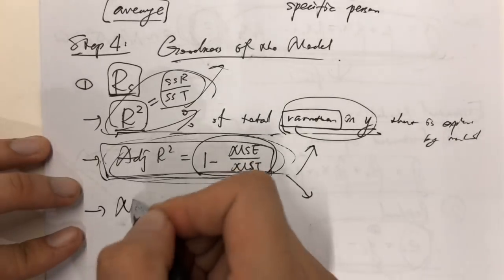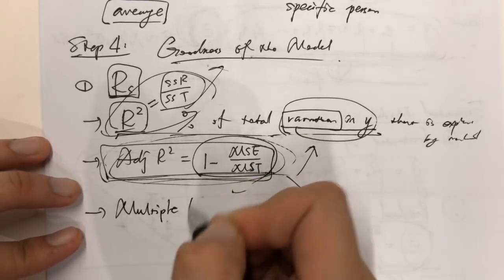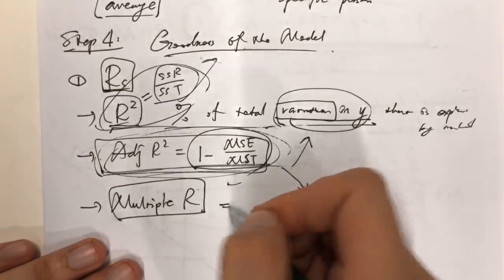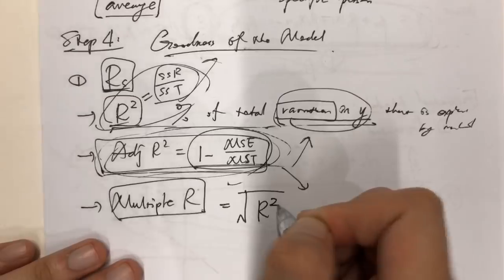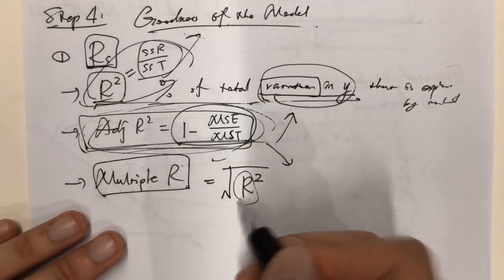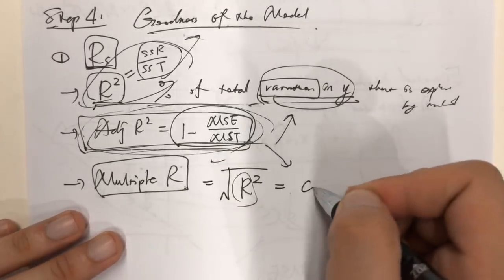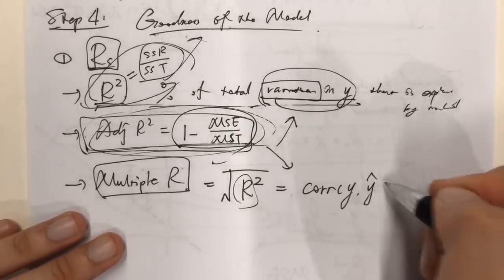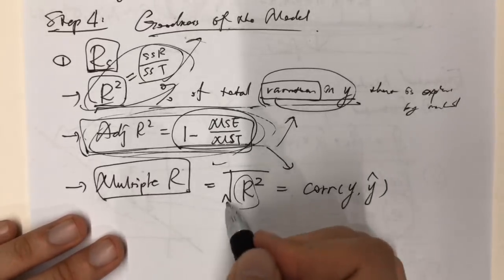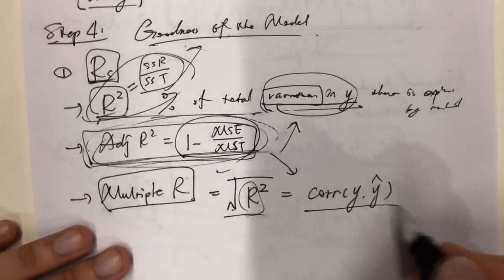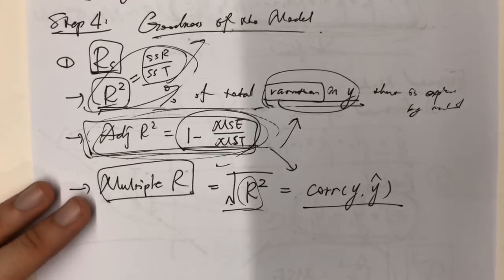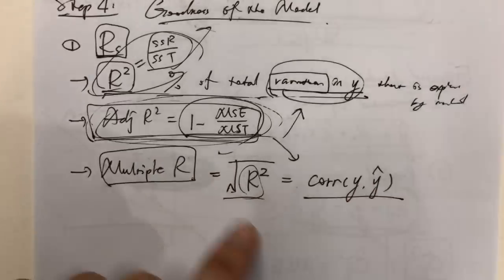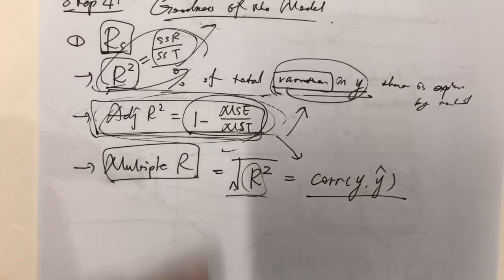And the last thing is multiple R. For multiple R, 2 things you need to know. Multiple R is calculated by the square root of R square. So it's just the R, right? And it depicts the correlation between Y, your observations, and Y hat, okay? So if it is asking you, what is the correlation between Y and Y hat? You need to know it's multiple R, okay?